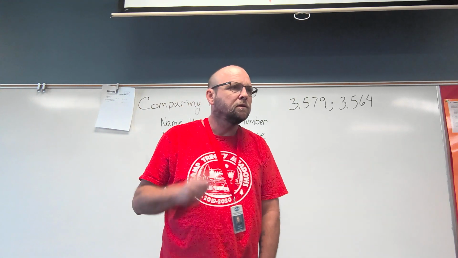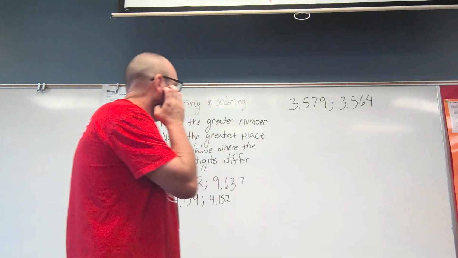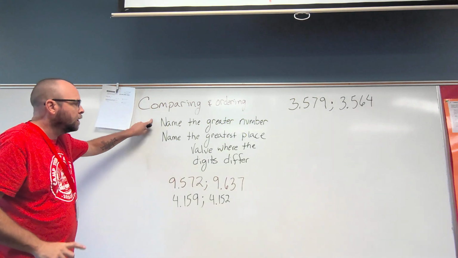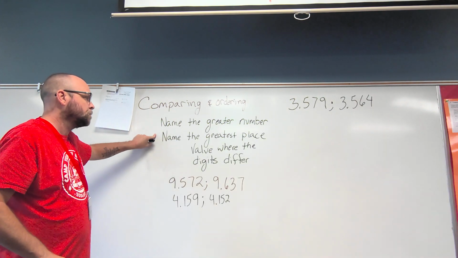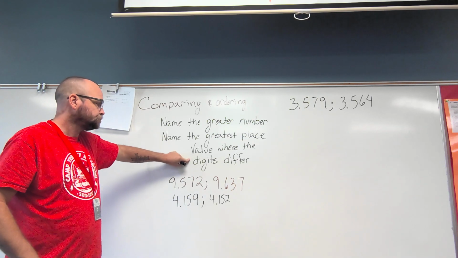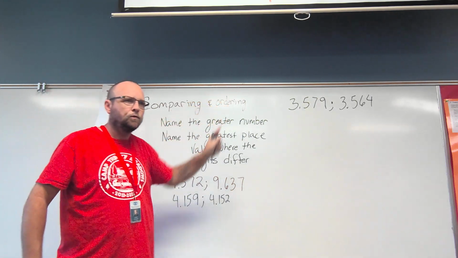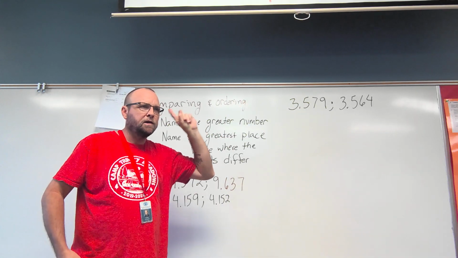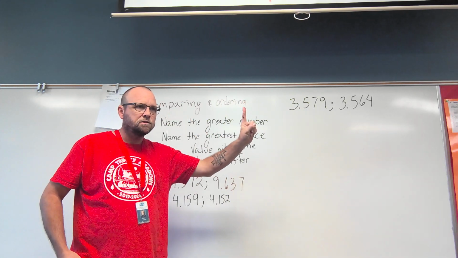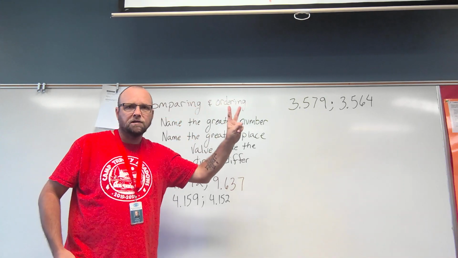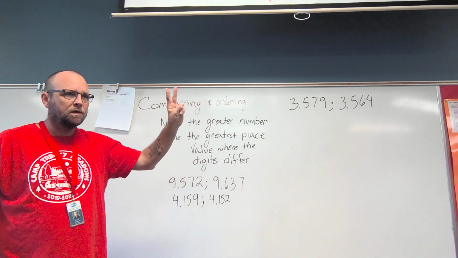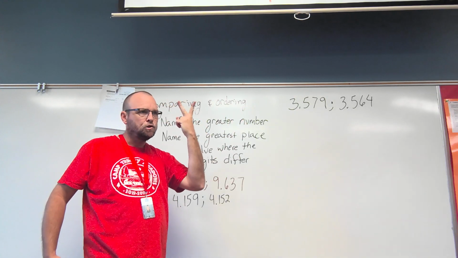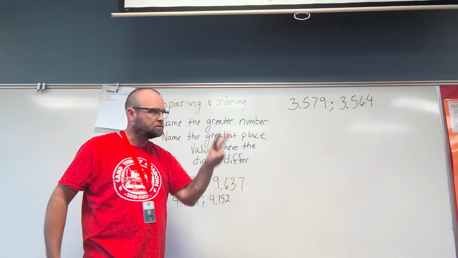All right, ladies and gentlemen, let's go over these three problems. As you read, the instructions said, name the greater number and name the greatest place value where the digits differ. So we have to do two things. We have to write down the biggest of the two numbers, and we have to say which place value, the first place value, the biggest place value, where they differ. So your paper should have two, count them, two answers.